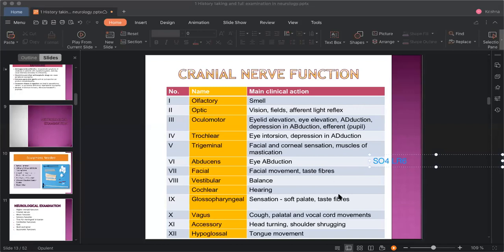The fifth cranial nerve is trigeminal nerve. Facial and corneal sensation is the function of trigeminal nerve, and muscles of mastication are also supplied by trigeminal nerve. Now, there are four muscles which are called muscles of mastication. What are those muscles?